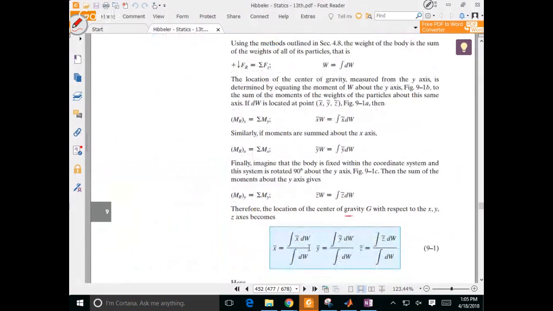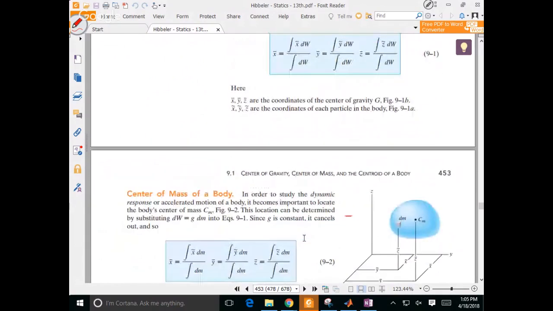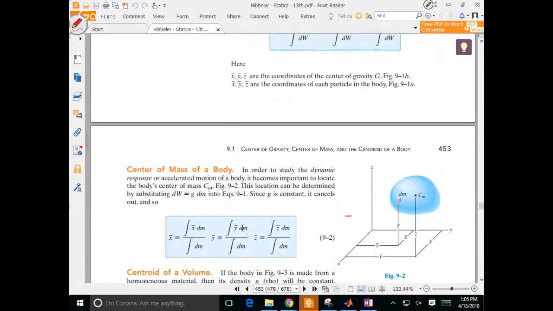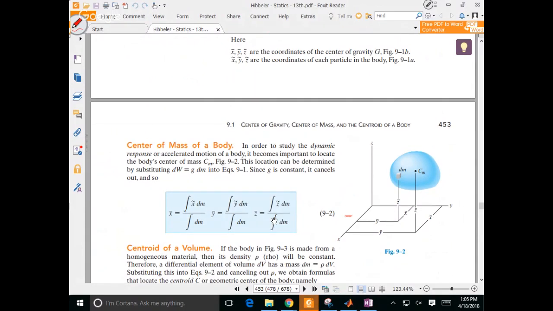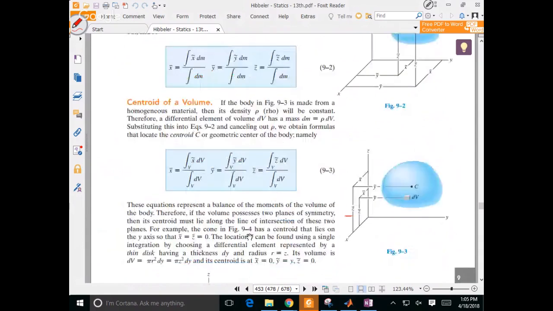So he'll come in here and have this dW, so you're looking at the weight. Then he slides along, and now he's showing it as dm. If you look at it, he's essentially extracting the g out of the thing. Then you can go down and say, well, I'm going to do the volume, and so you're integrating over the volume. So it's really splitting hairs on this.